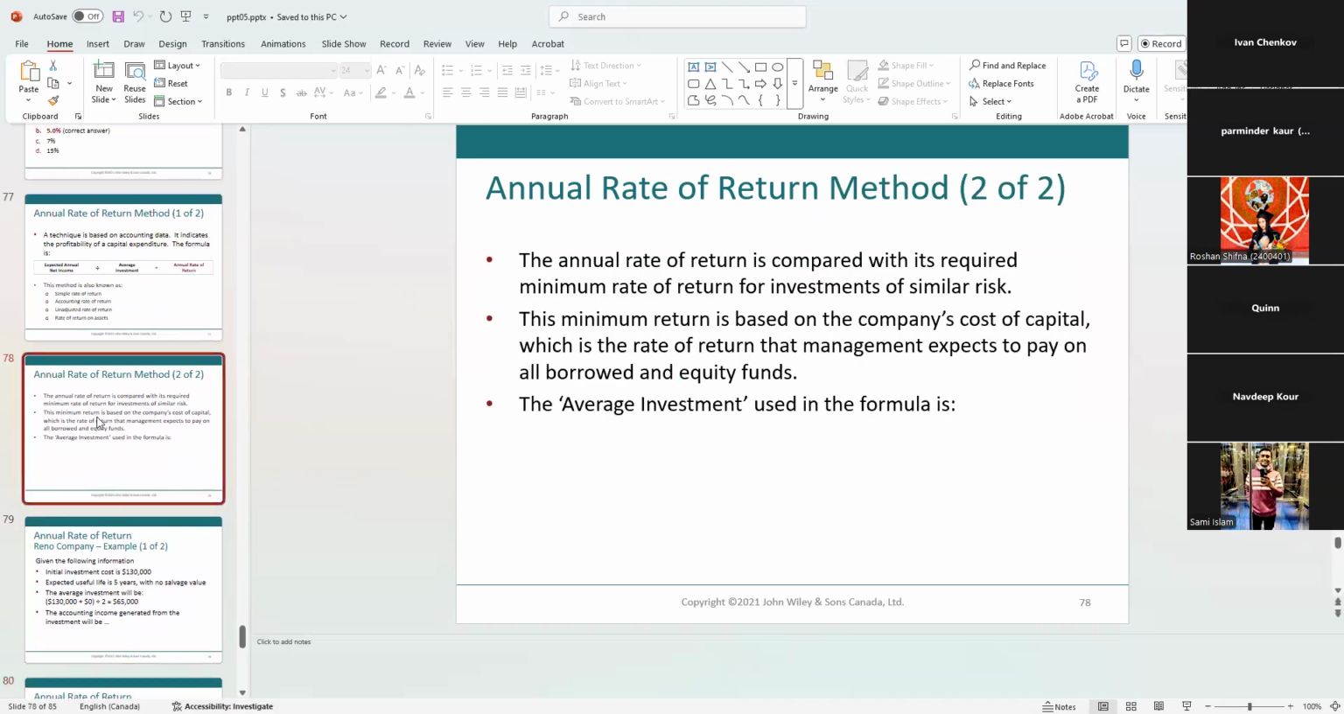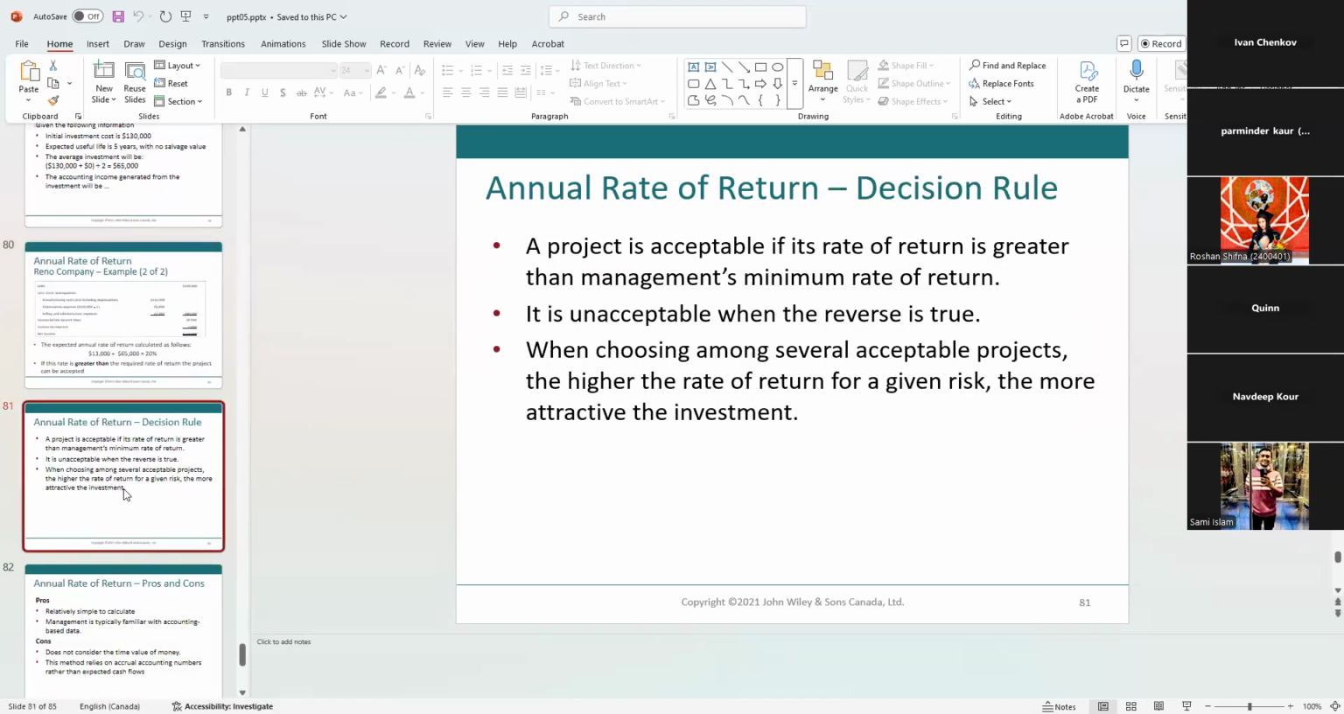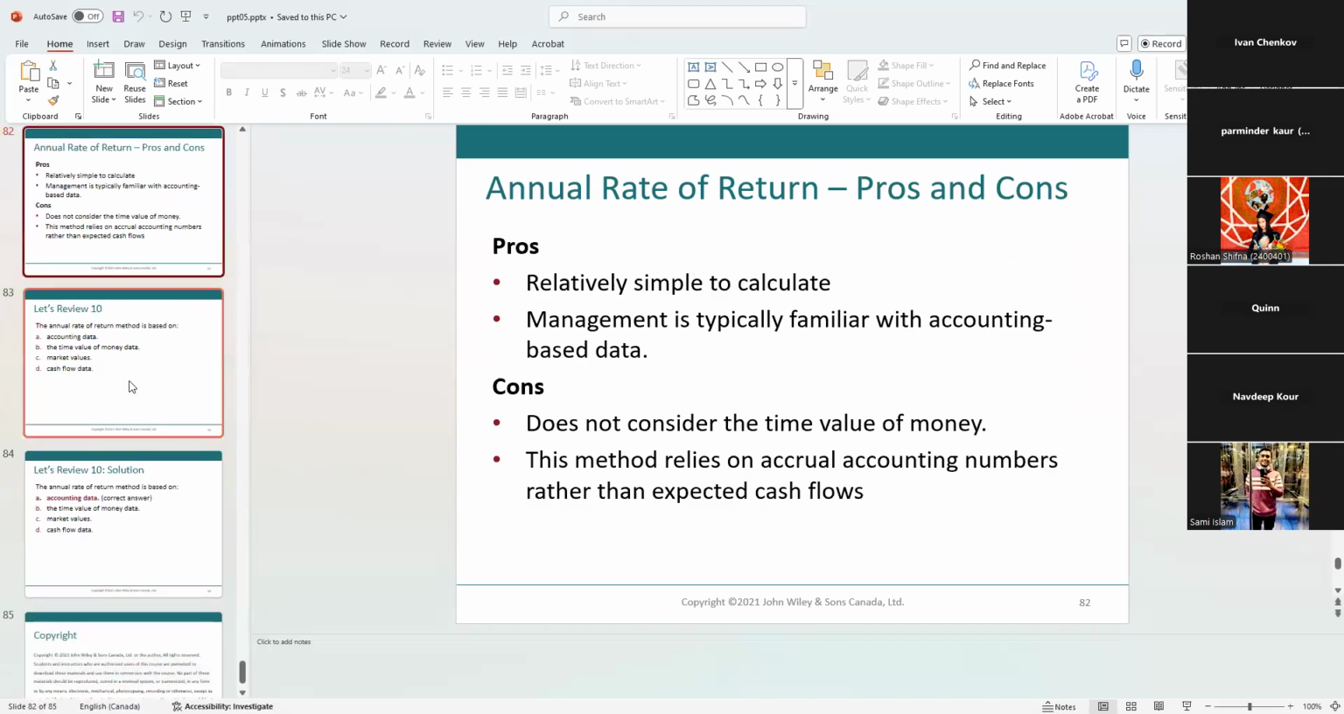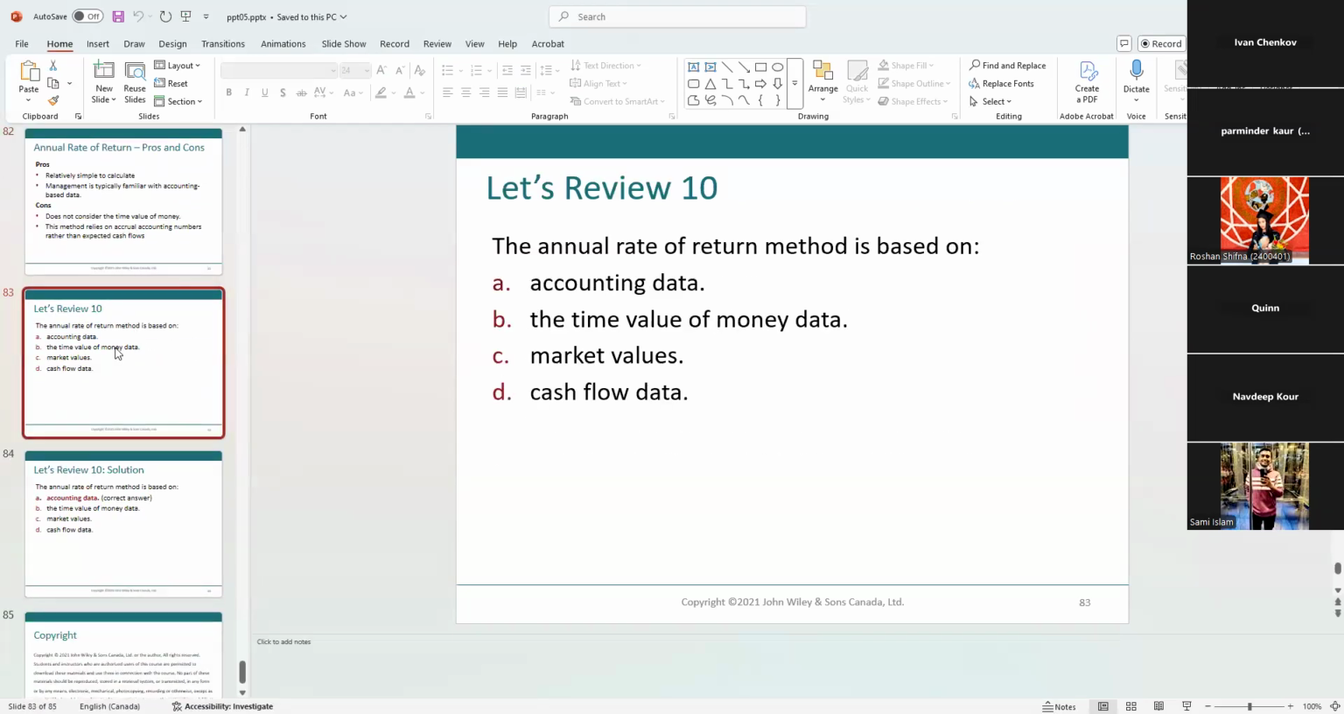Now on this method, I'm not going to even ask you questions about it. So you don't have to worry about this method. So what are the annual rate of return pros and cons? You don't even have to spend time on the pros and cons because again, I'm not going to ask you for those.